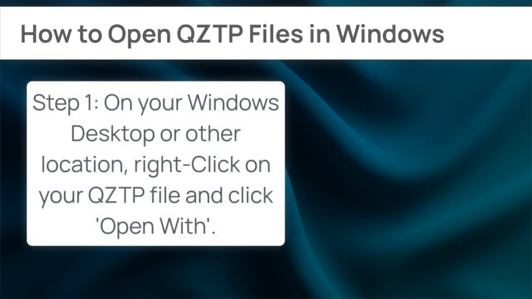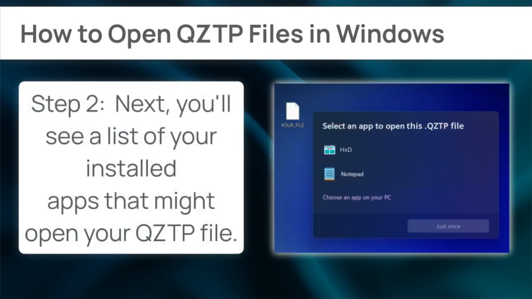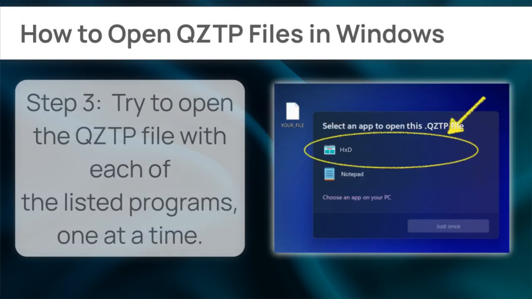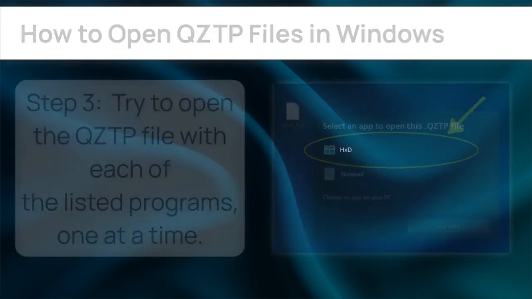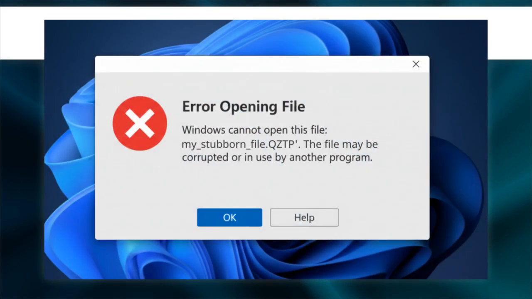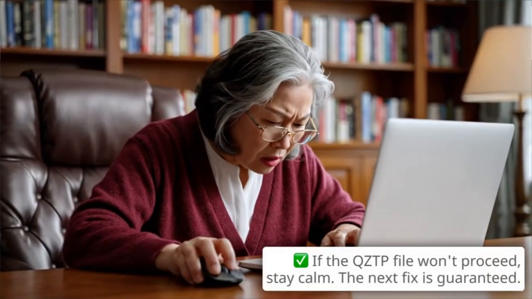We need to check all possibilities, right-click the QZTP file and select Open With. If HXD is there, use it. If not, choose a different program. It's often a simple matter of finding the right software hook. When your QZTP file isn't responding, don't worry, it's typical. Since the software rejected the file, we need to find the root cause.